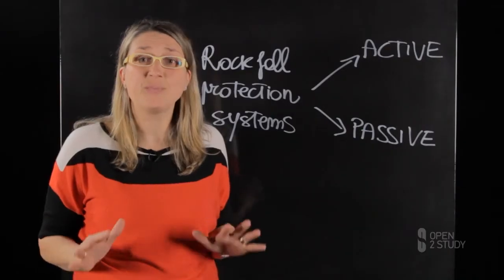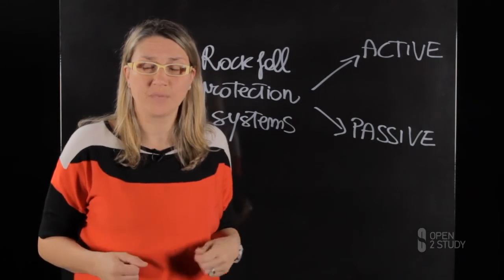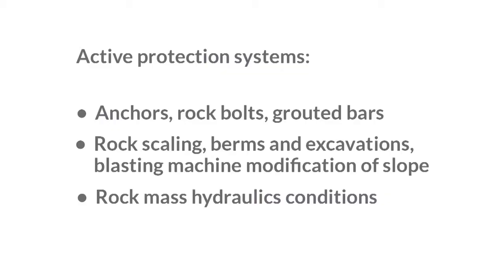They are usually installed directly on the surface itself, and they prevent the detachment of the block from the rock surface. Active protection systems include anchors, rock bolts, grounded bars, rock scaling, berms and excavation, blasting machine modification of the slope, rock mass hydraulic conditions or operations that aim to protect it from superficial alterations.